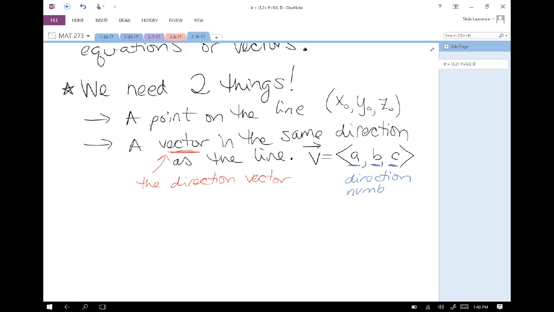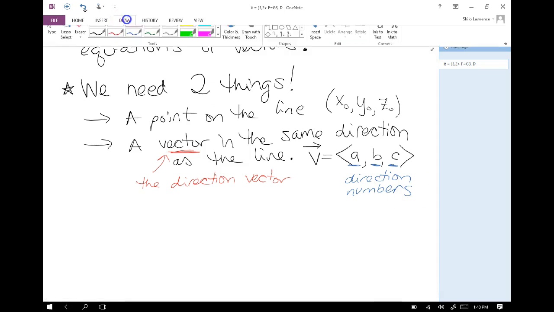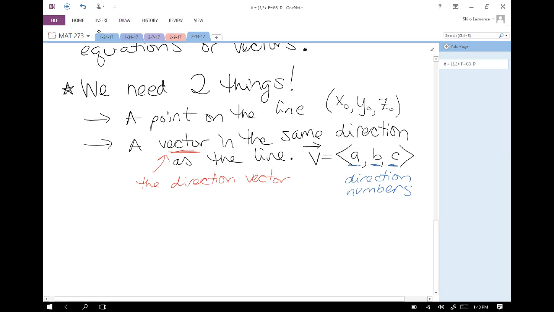And I'm going to show you what the vector format would look like and what the parametric equations would look like. So for the parametric equations, we're going to want individual equations for x, y, and z because they're all changing differently. They're all starting at a different value and then they're all changing differently. So we need different equations for each of them.